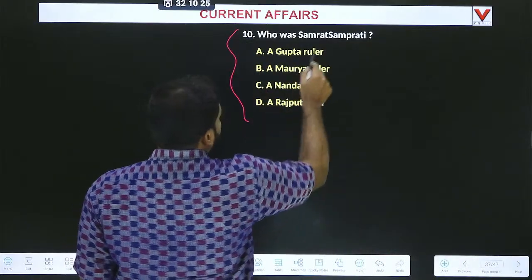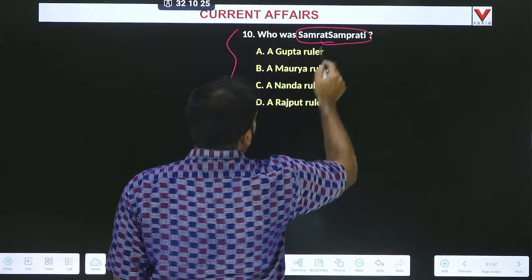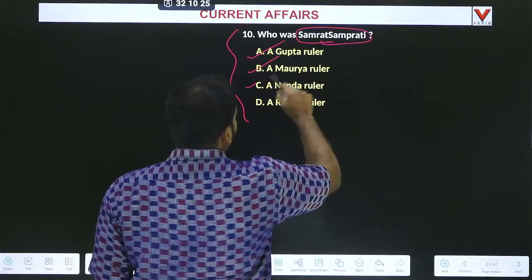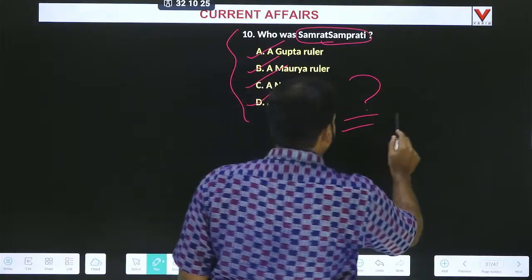Who was Samrat Samprati? Options are: a Gupta ruler, a Mauryan ruler, a Nanda ruler, a Rajput ruler. Please attempt this question. We will discuss it after 10 seconds.